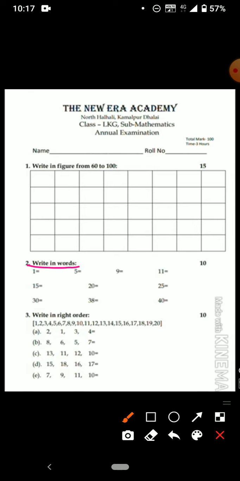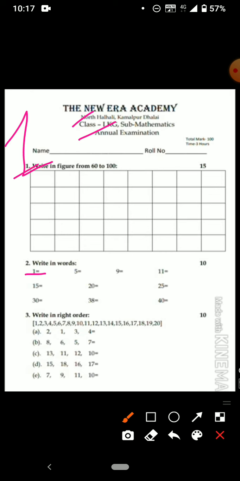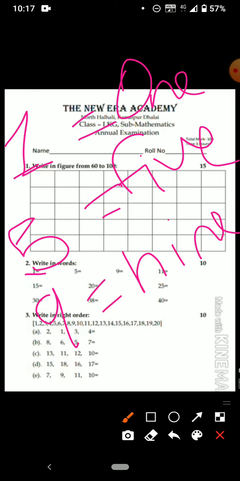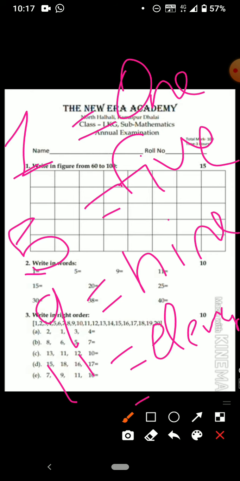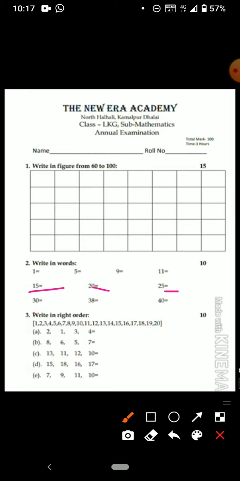Next, the second Roman. Write in words. They have given numbers, you should write the spellings. Suppose they have given 1, you should write ONE. 5 equals FIVE. 9 is NINE. 11 is ELEVEN, etcetera. They have given 15, 20, 25, 30, 38, 40 again. You should write these.